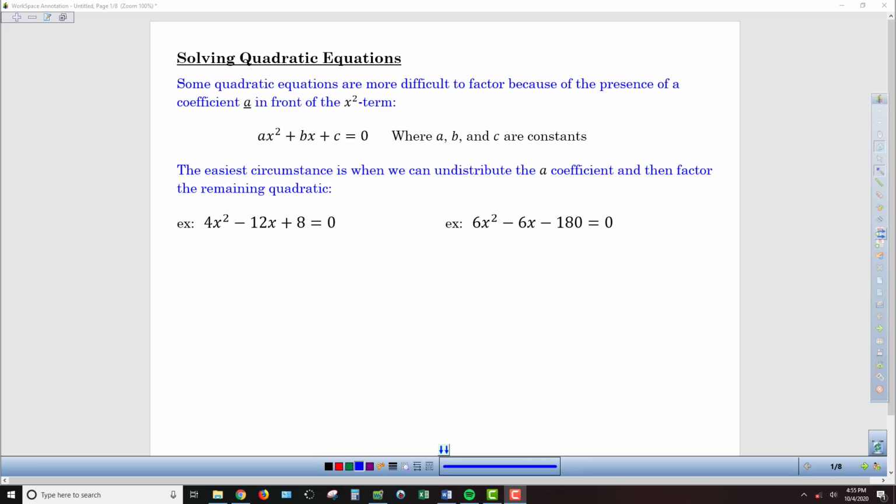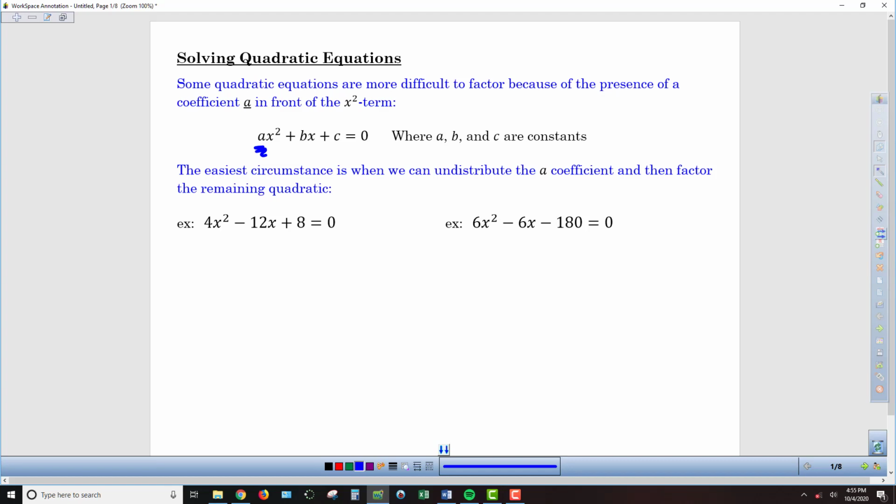Solving quadratic equations by factoring when there is a number other than 1, when there's a coefficient in front of the x squared, can be slightly annoying at best and downright miserable at worst. We'll look at both of those circumstances here. We'll start with the mildly annoying.